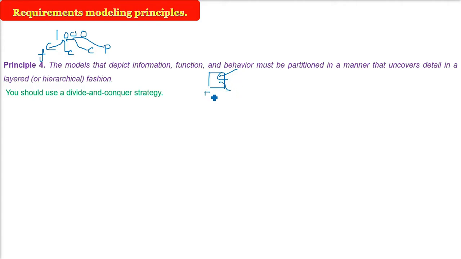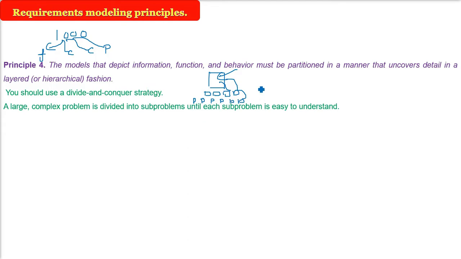So you have to divide it. You have to use the divide and conquer strategy. Even if you can divide them more, you can also do that. So the hierarchical form, and every layer should have enough partition. If you have a large, or you can say a very complex problem, you can divide it into smaller problems, that is the sub problems, until every one of you is able to understand and able to implement that sub problem. So this is all about the divide and conquer strategy.